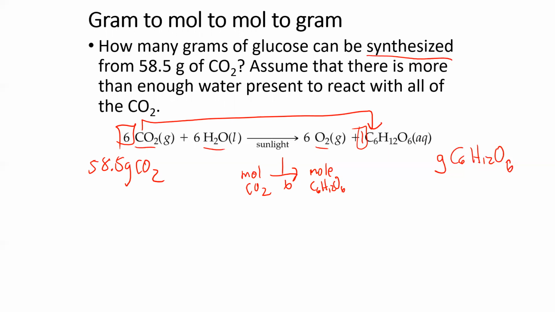Well, how can I go from grams of CO2 to moles? It's easy. Molar mass, the 44 grams per mole. How can I go from moles of glucose to grams? Again, I'm going to use molar mass. I'm going to add this up to figure out how many grams of glucose per mole. And I can do that fairly easily, right? Because I have the formula right there.